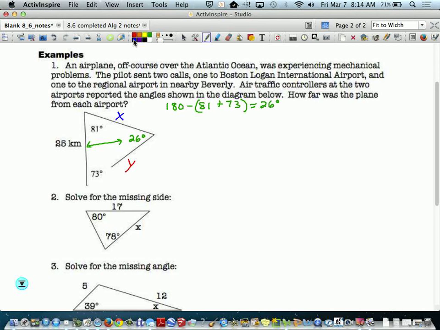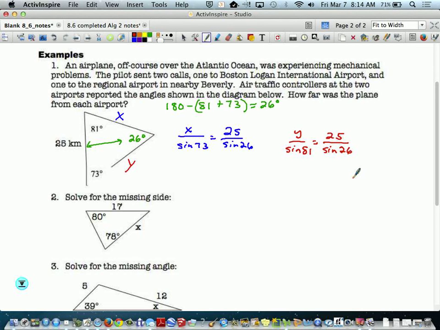So to find x, I put that over the sine of 73, and then I do my 25 and 26. So 25 is the side on top over the sine of 26. Y goes over sine of 81, 25, and sine of 26. So you need to write those two down so I know what you're putting into the calculator.